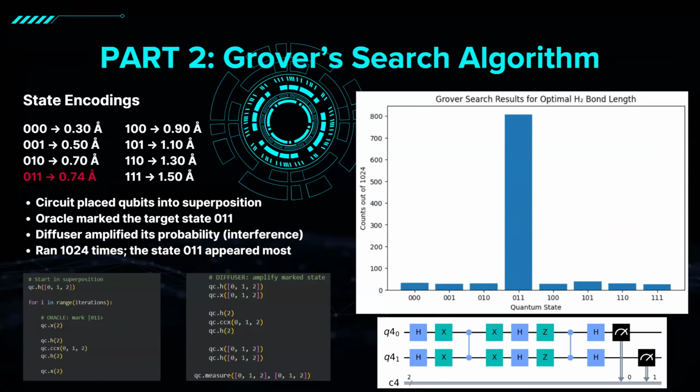And the diffuser basically amplified its probability, which means interference was used to make the right answers even more right and the wrong ones even more wrong, with constructive and destructive interference. It ran 1,024 times, and then the state 011, which was 0.74, ended up being the value that had the most occurrences. So it just proved it more.